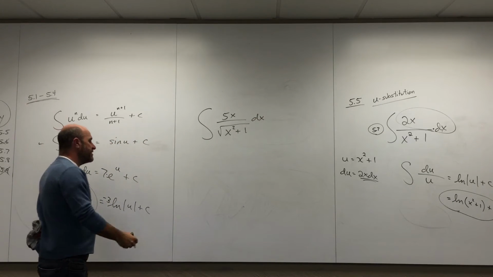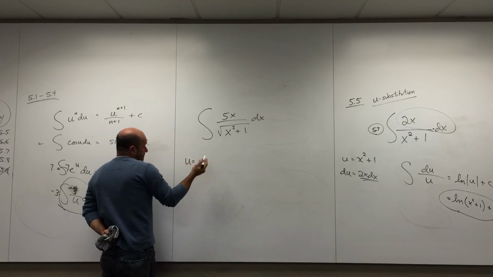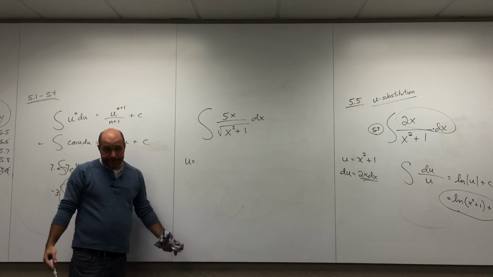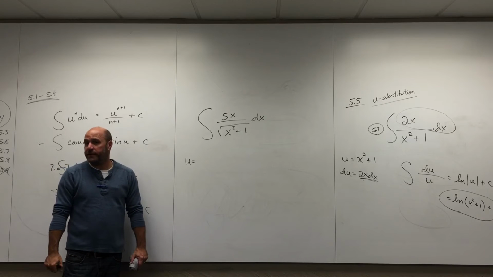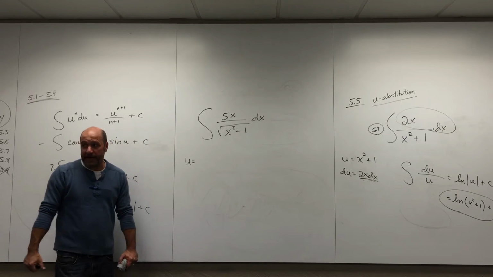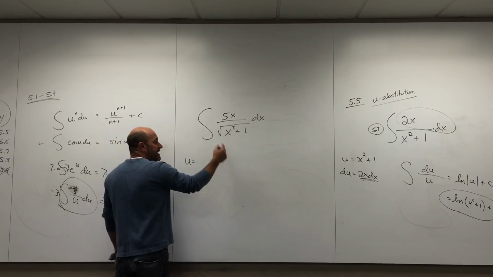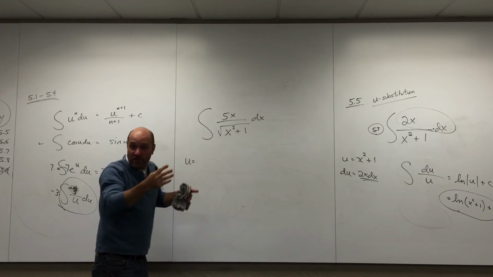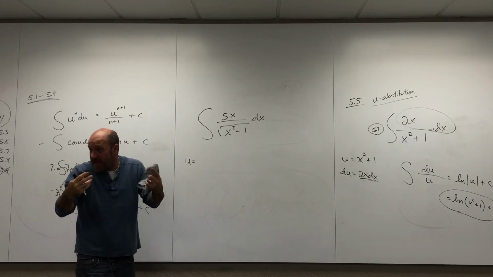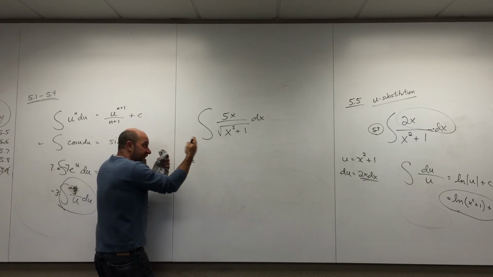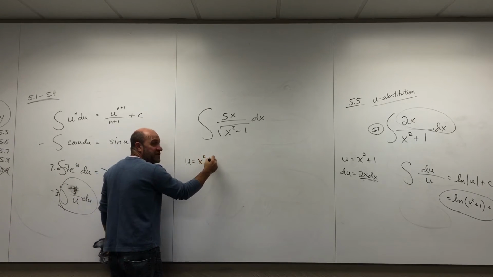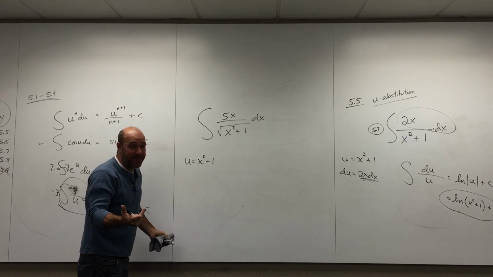What do you think u should be on this one? x squared plus 1. I mean, good. I hope there shouldn't be too much debate anymore. Do you agree? It's inside the square root, it's down in the denominator, but I think u should be what's inside the square root, x squared plus 1, especially when my brain starts thinking about du.